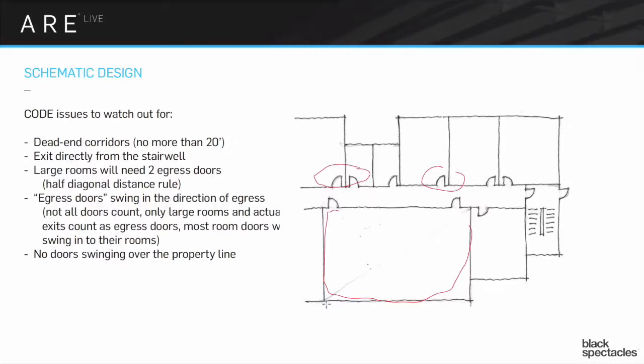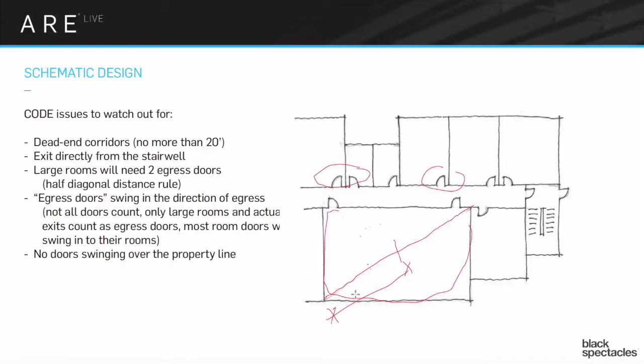This is one of those little code rules. There's this kind of interesting idea of the diagonal of the overall space, and I take half of that distance. As long as the doors are farther apart than half of the diagonal, you're fine. Those are far enough apart from each other. They obviously don't want the doors to be right next to each other because if there was then a problem, you wouldn't be able to get away from it.